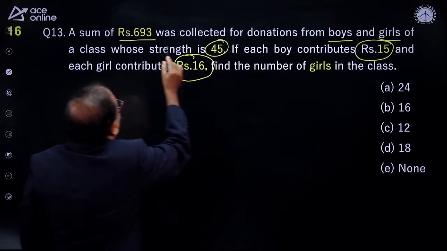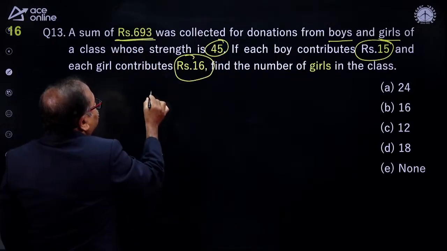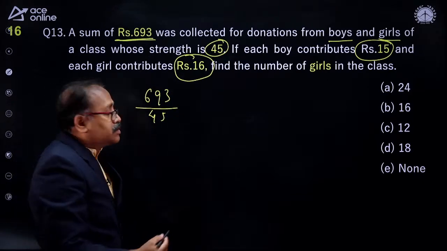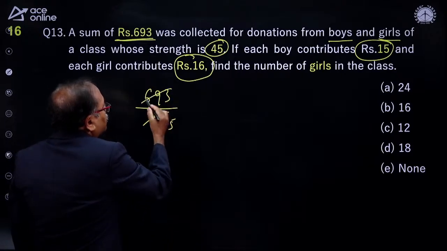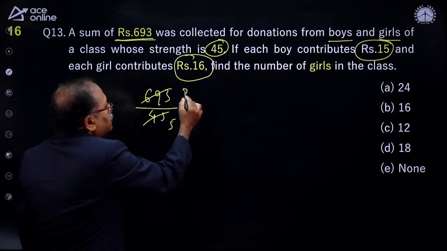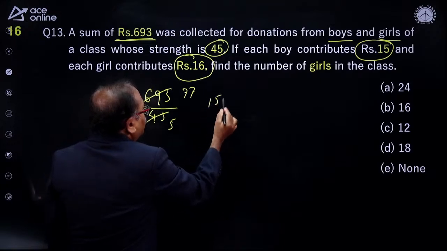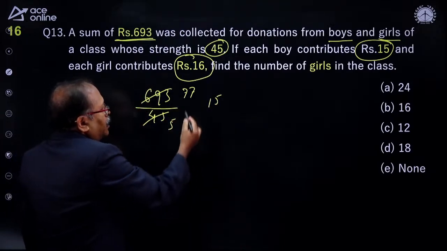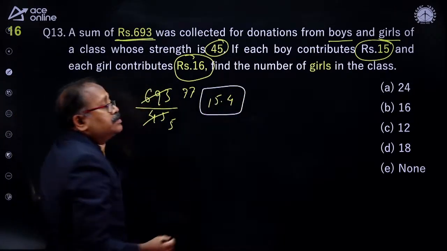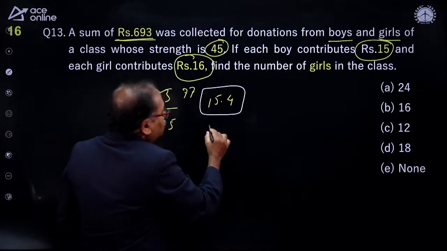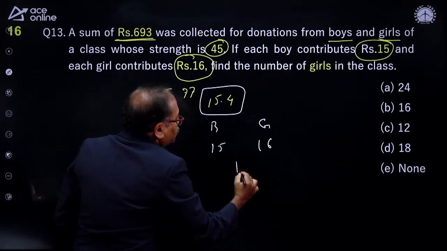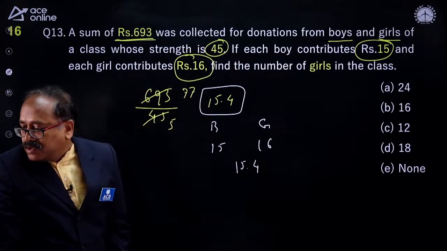In between, try to answer this. What is the overall average collection? The average collection is 693 divided by 45 people. So with 45, I will get the average collection. 9 5s are 45, 9 7s are 63, again 9 7s are 63, and 15 5s are 75, and 20 comes 4. So this is my overall average collection, 15.4. The boys' collection is 15, and the girls' collection is 16. Anyone answered it?